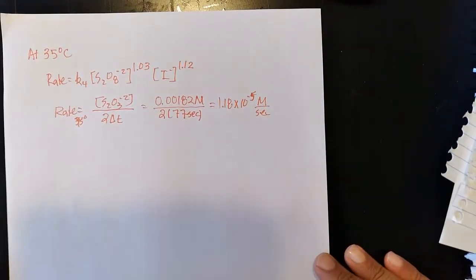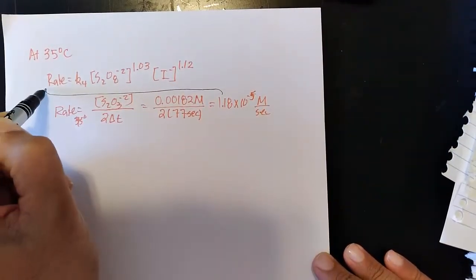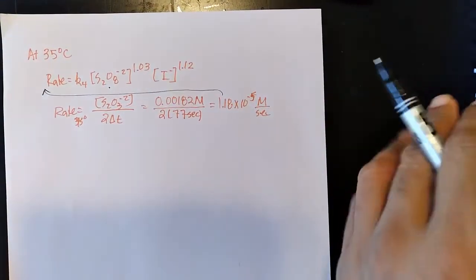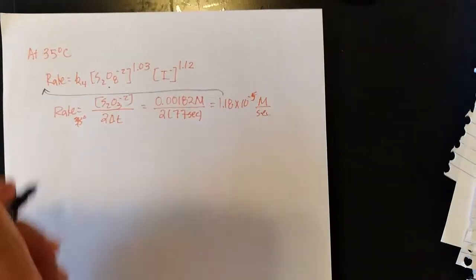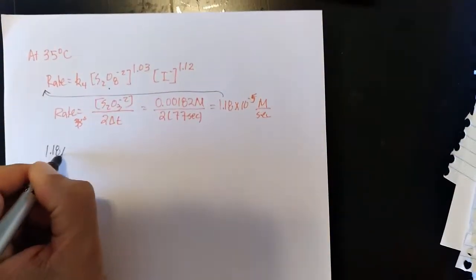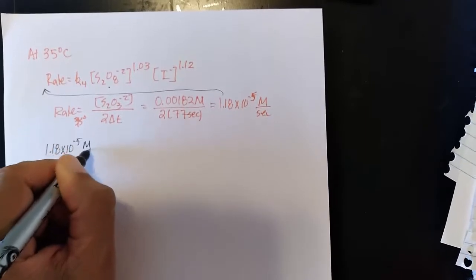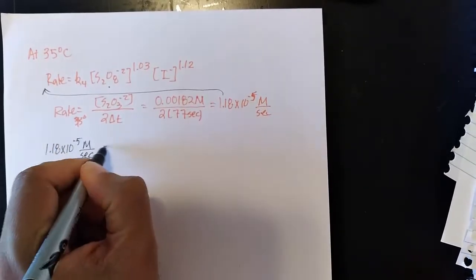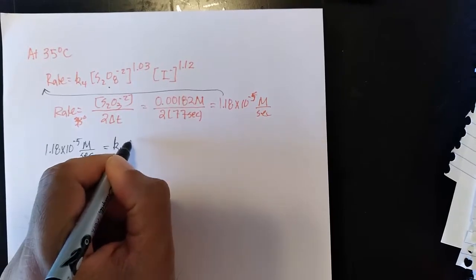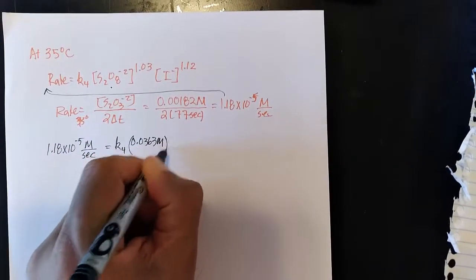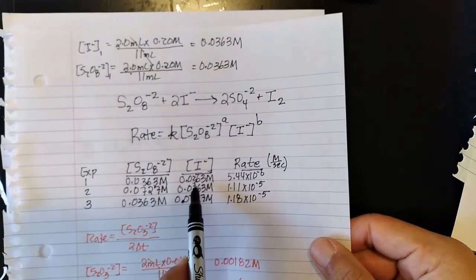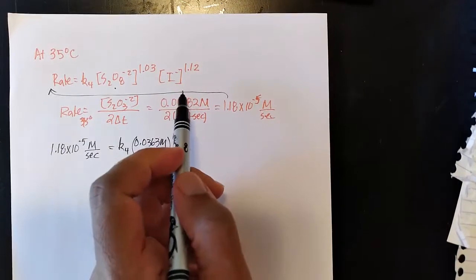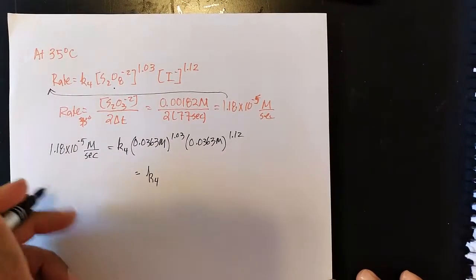And let's figure out K4. Let's plug our numbers in here. We know the protocol tells us it's the same concentrations as experiment 1. So here we have 1.18 times 10 to the minus 5 M over second equals K4, that's what we're trying to solve for, times big M to the power of 1.03, and I minus is 0.0363 to the power of 1.12. So let's solve for K4 here.